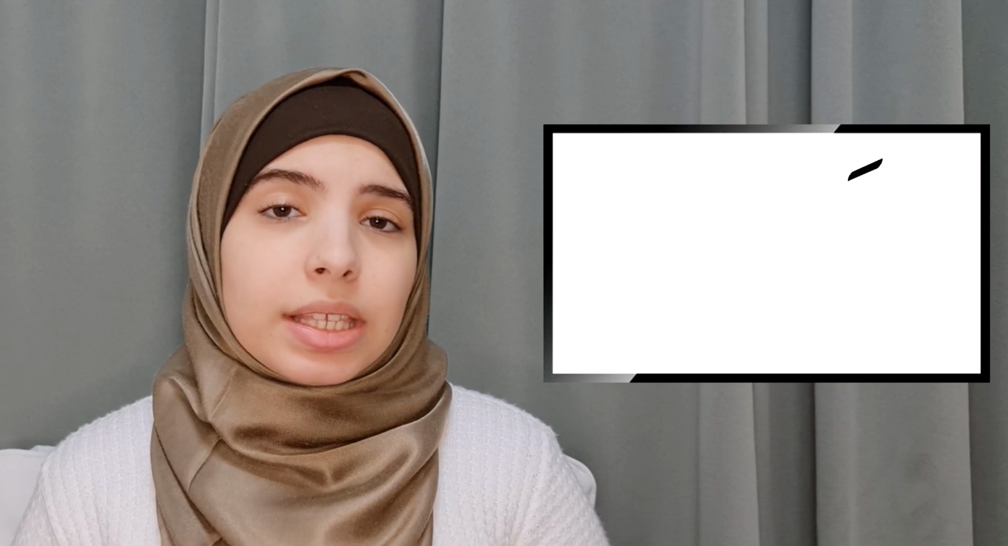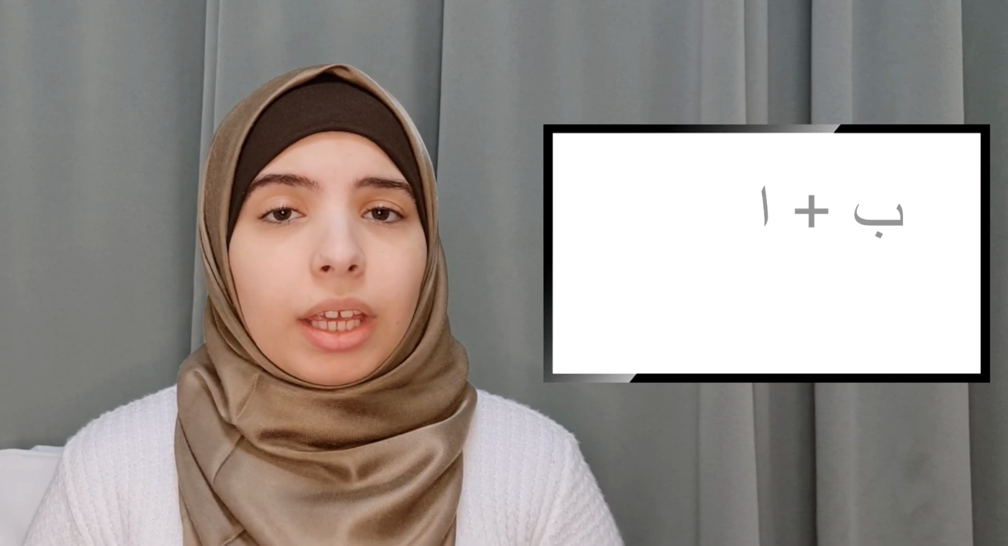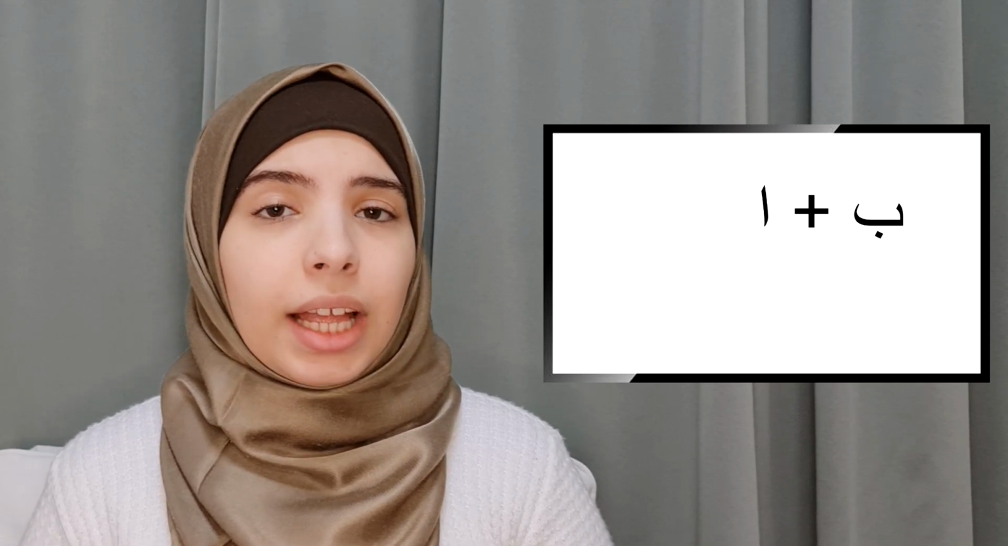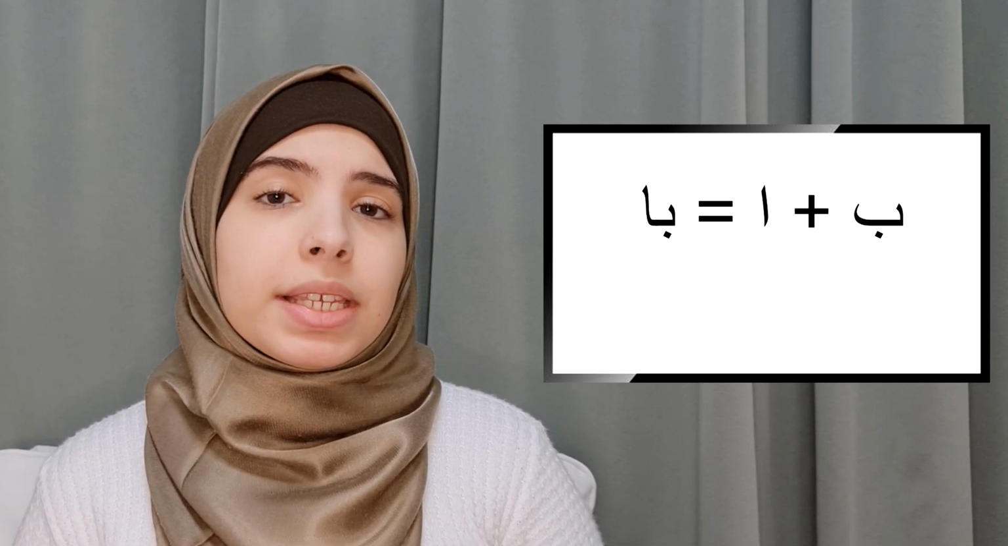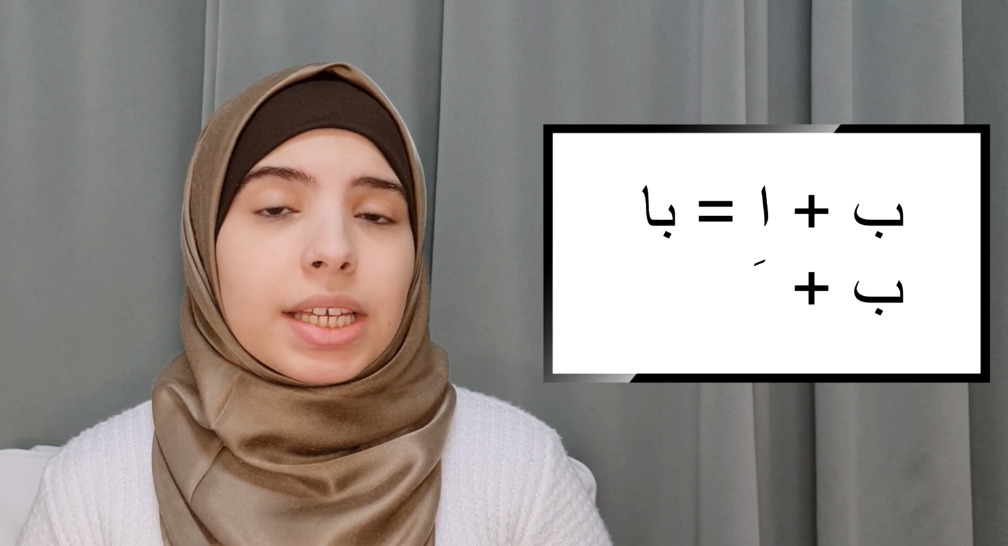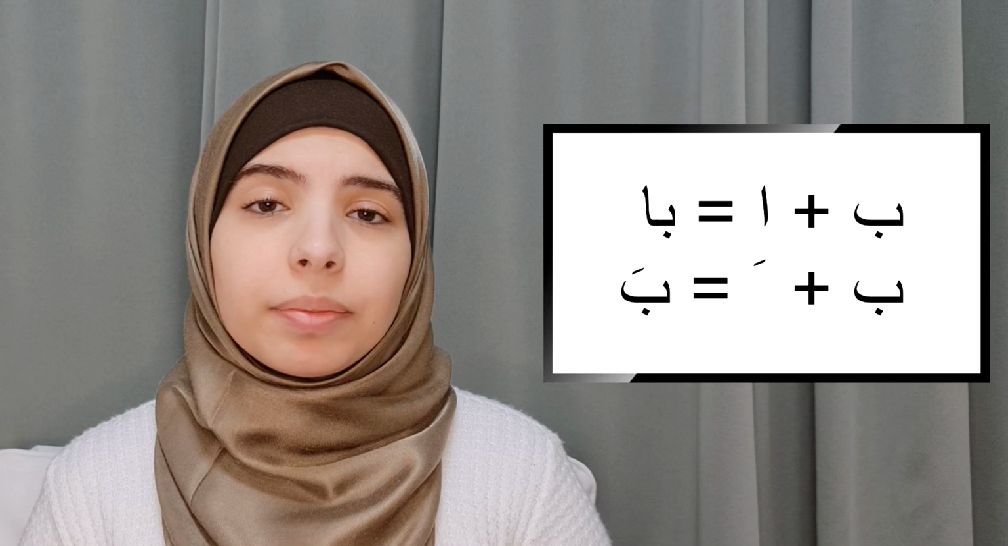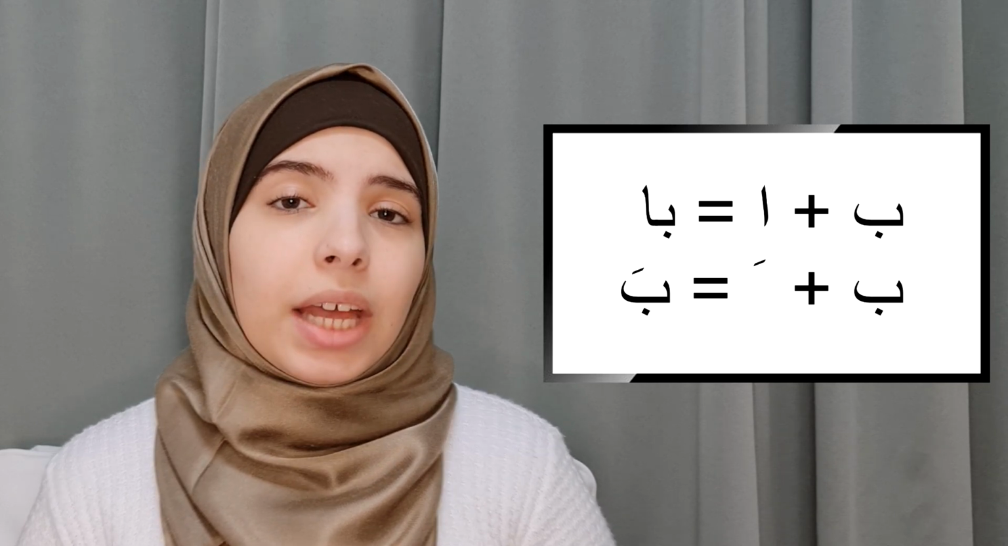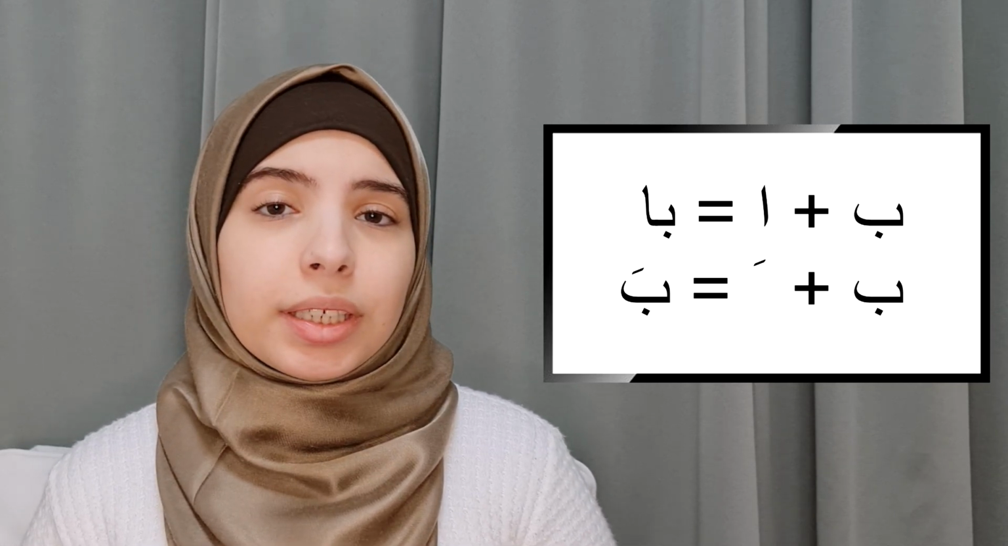Each short vowel of these sounds like one of the long vowels. The difference between them is the length of the sound. So let's start with Fatha. Here we have Ba and Alif. Ba and Alif is Ba. Ba and Fatha is Ba. So Fatha sounds like Alif but shorter.